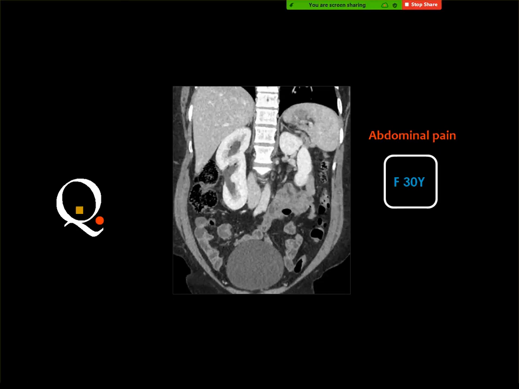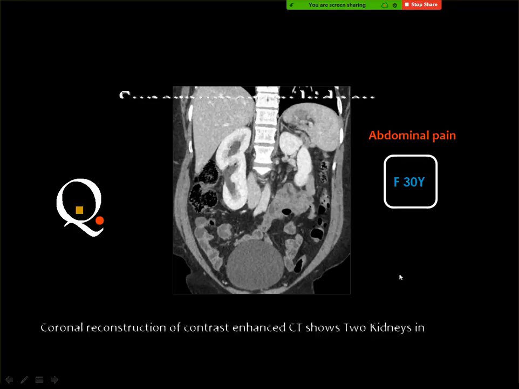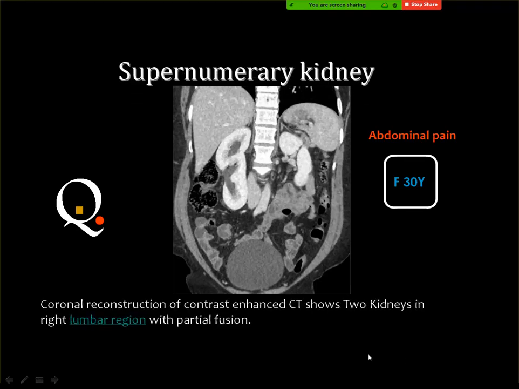Duplex kidney on which side? On the right side. On the right side, but actually there are two kidneys here and another third kidney on the left side, and this is one of the rare conditions where you can have three kidneys, and sometimes one of these kidneys is located in the thoracic cavity.